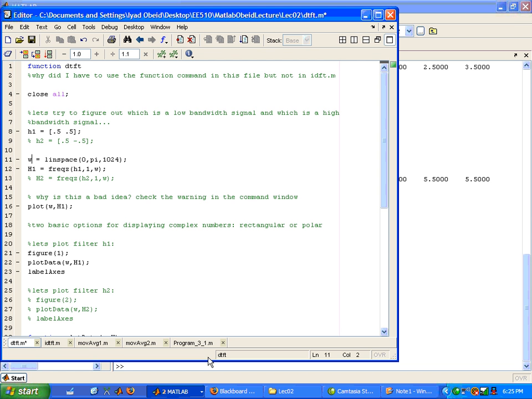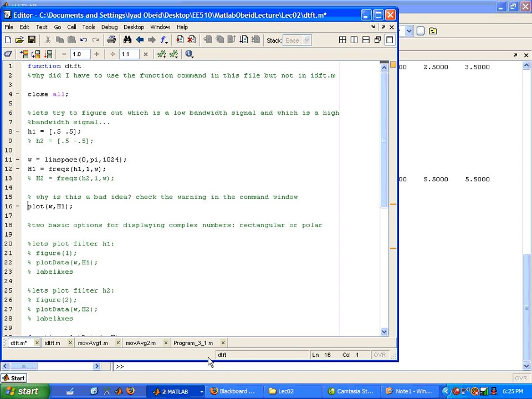It gives you a vector between 0 and pi. It gives you 1,024 evenly spaced points starting at 0 and ending at pi, which is nice. It figures out how big to make the division between each point. Okay, great. So let me comment this out as well. All right, so now we're going to take the Fourier transform and then we're going to plot it.